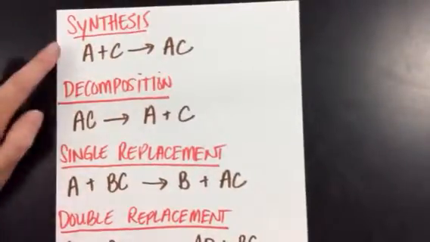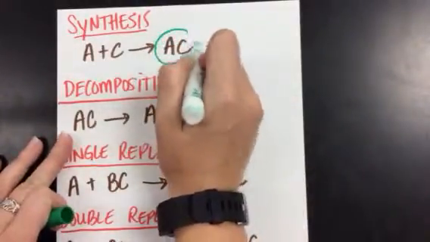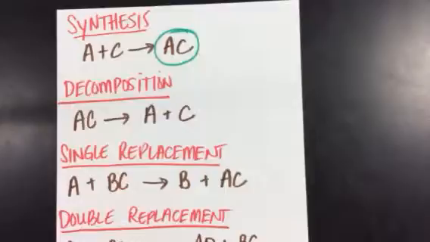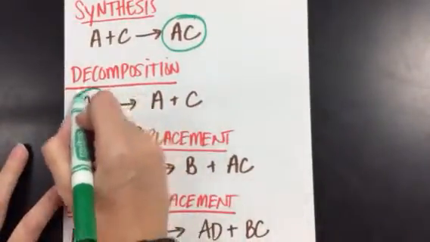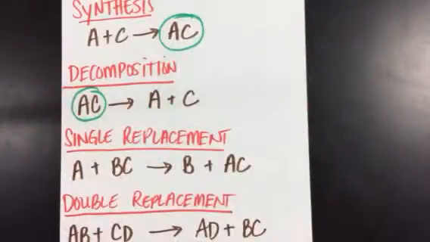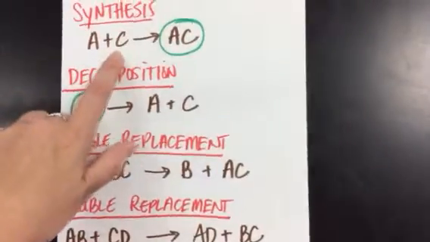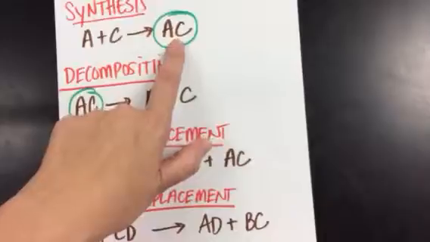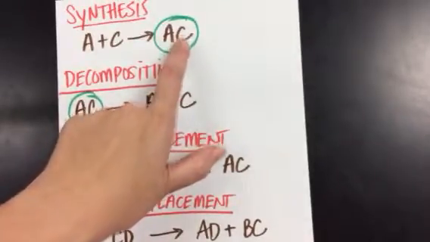The synthesis reaction, the big thing to focus on is your product. You're only going to have one thing there. For decomposition, you only start with one thing. So these are kind of the opposites of one another. With synthesis, you're going to have multiple compounds on your reactant side, and you may form one product in the end. The word synthesis is to make, so we're making one thing.